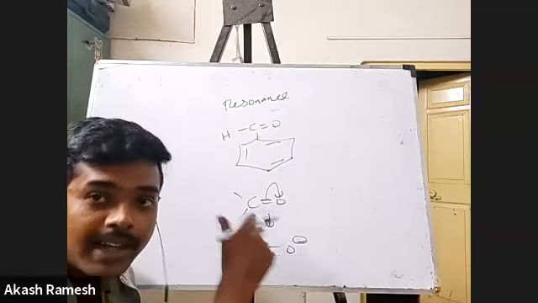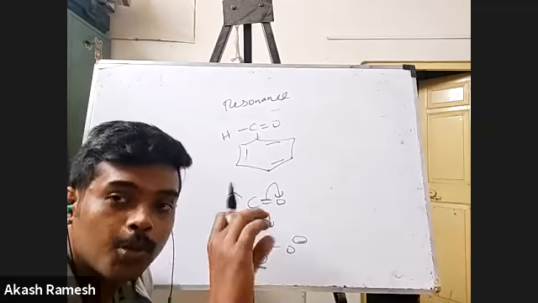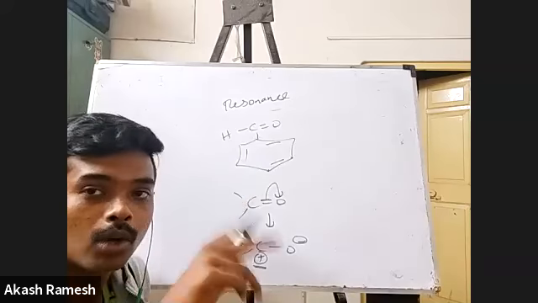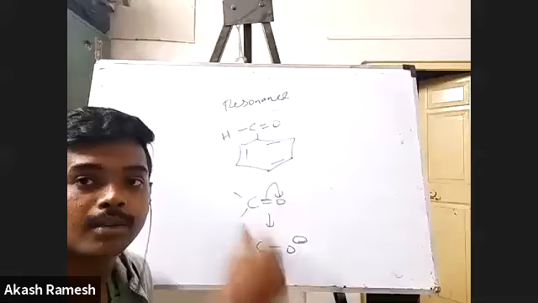Now, why am I not putting a positive charge on that nitrogen? Because one bond was broken and another bond was formed simultaneously. Hope you understand. When the double bond to O, one bond was broken, another bond is coming from the benzene. Yes, sir, I understood. Okay.